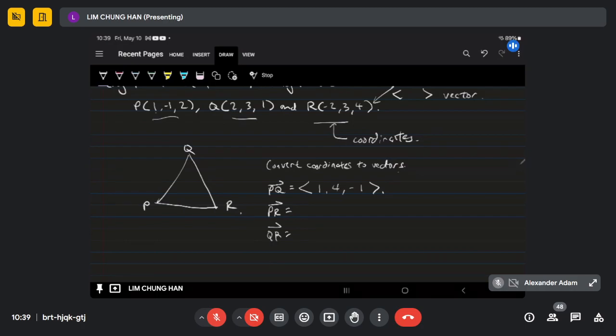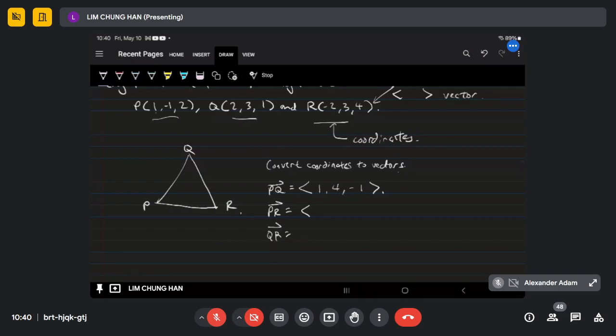Can everyone get this? Do you know where 1, 4, -1 come from? No? Okay, let me do PR for you. So the way you do it is to get vector PR.